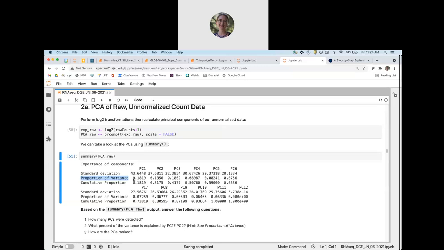In descending order of specifically the proportion of variance explained by each principal component. So as the variance explained by each principal component goes down, we walk down the table here. So each subsequent principal component explains less and less of the variance.